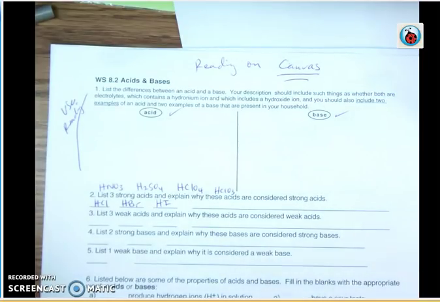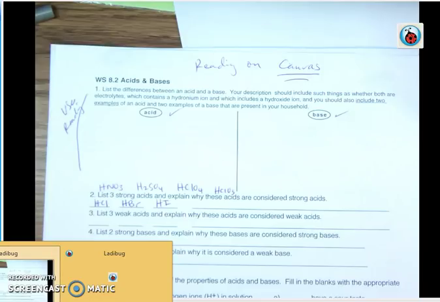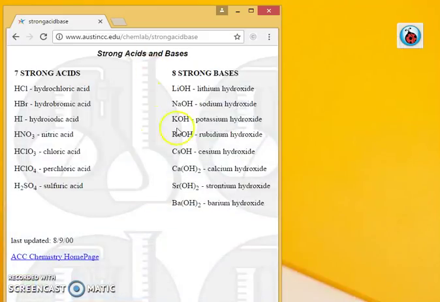And so to start this part, I want to go over what we call strong acids and strong bases first. There are only a short list of strong acids and strong bases, and the first one I'm going to go over is the 7 strong acids. Here are the 7 strong acids: hydrochloric acid, hydrobromic acid, hydroiodic acid, nitric acid, chloric acid, perchloric acid, and sulfuric acid.